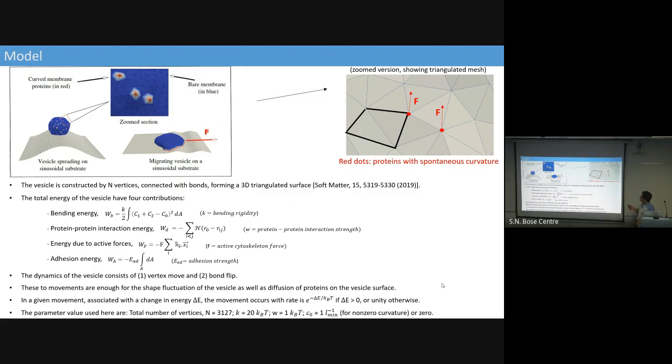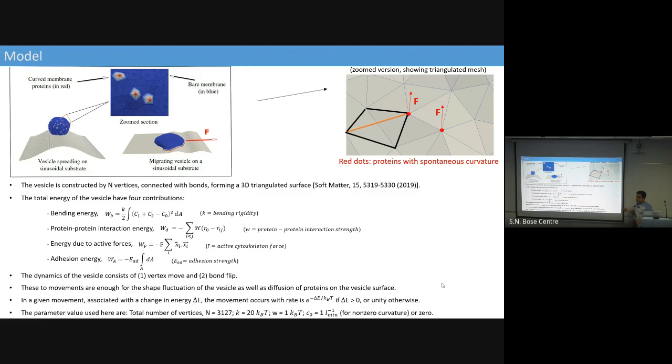In this, we have to put two triangles that are having the same bond. This one, we will disconnect, and it will reconnect between the other two unconnected vertices. And these two dynamics are enough to give the shape fluctuation of the vesicle and also the diffusion of these proteins on the surface of the vesicle.